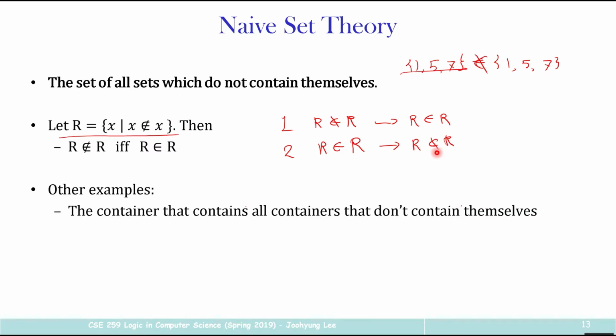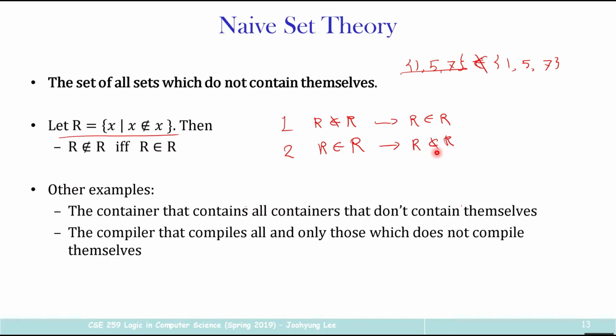Now, there are actually many examples of this kind. You can think about a container that contains all containers that do not contain themselves, similar to the Barber's case. In computer science, a compiler that compiles only those programs which do not compile themselves is also a paradox. You can imagine a lot of these things.